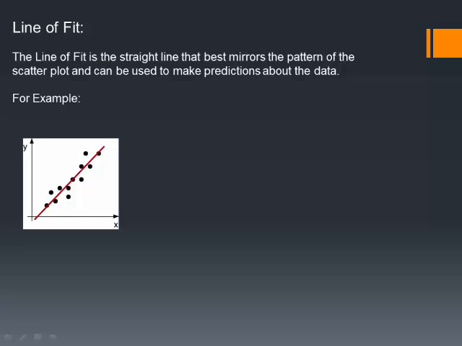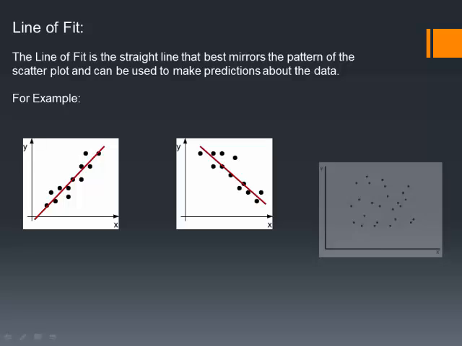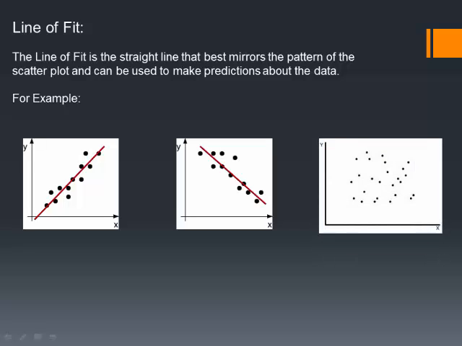You can see it crosses through some points, and then we have a pretty even number of points above and below the line. Here we have a negative correlation, and this would be the line that would fit this data. Again, it mirrors the pattern, and we have about the same number of points on top and bottom. And then if we have no correlation, we have no line of fit.